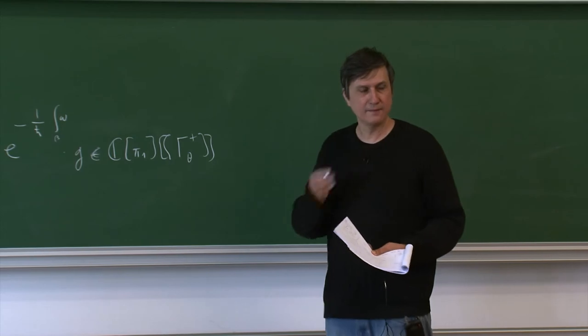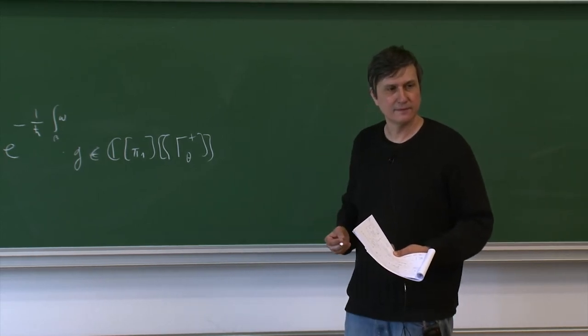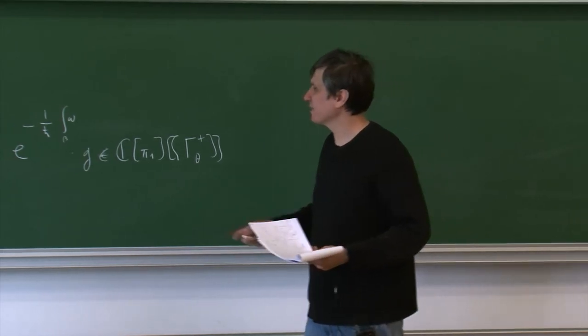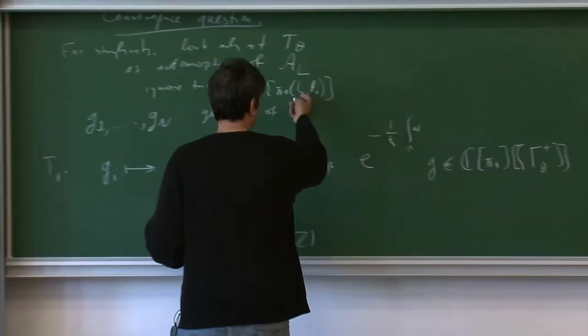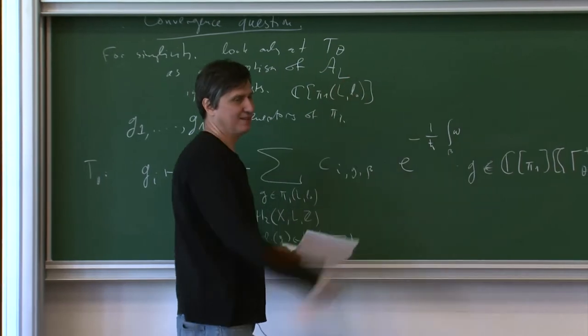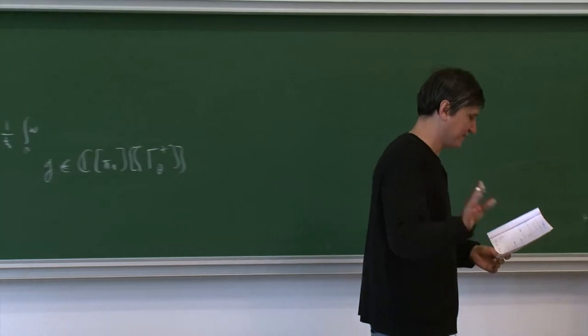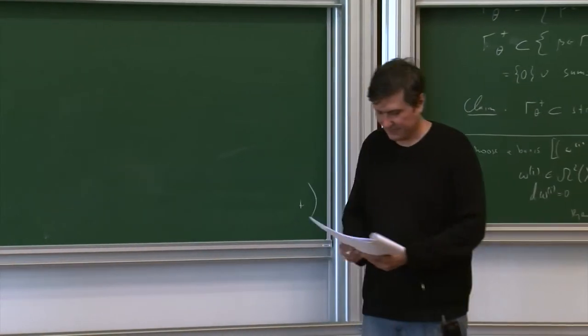So you're trying to realize it as a group, but it's actually something higher? It's actually not a group, it's a DG algebra, that's right. Not only pi 1, but then it will be very heavy notation. I just want to say the basics.